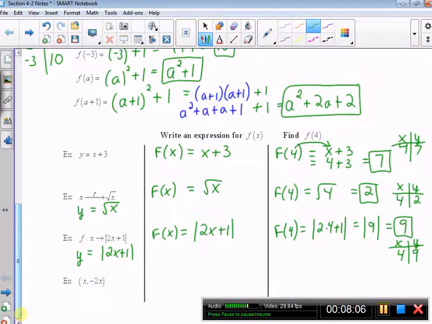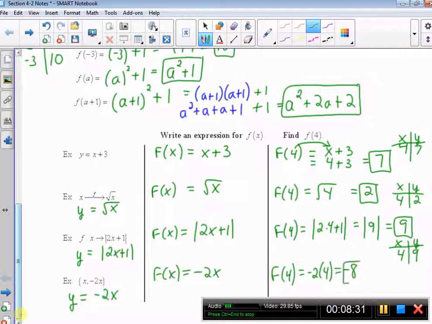And then on the last one, that one means the set of ordered pairs x and negative 2x, but that really just means y equals negative 2x. So f of x notation would be f of x equals negative 2x. And then f of 4 is going to be negative 2 times 4, or negative 8. So that xy would be 4, negative 8. That would be an actual coordinate on that graph. Next page.